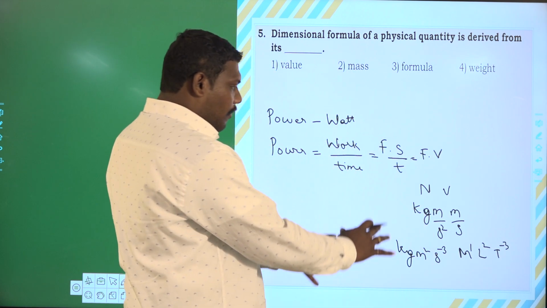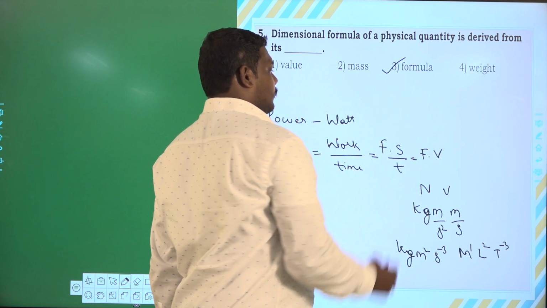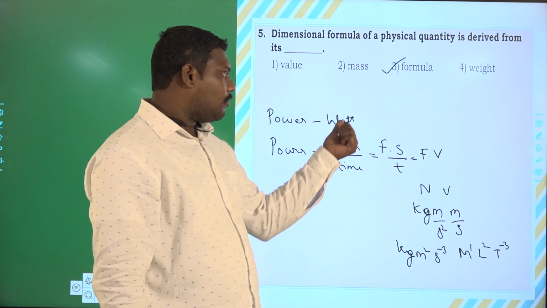Okay, so we have got this from the formula of the power. Power is equal to work by time.